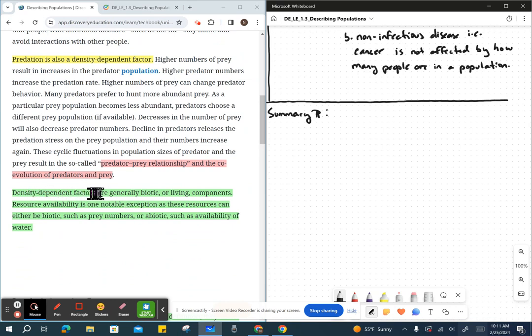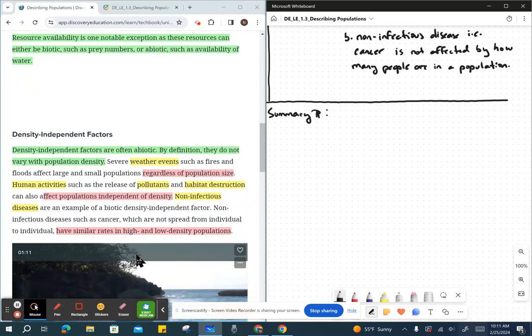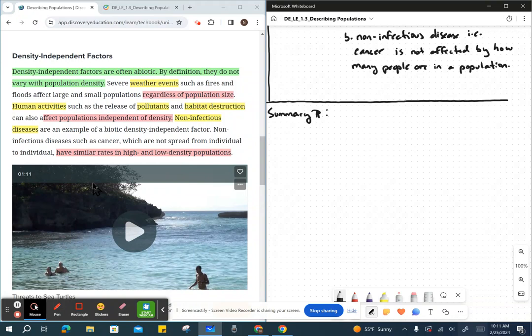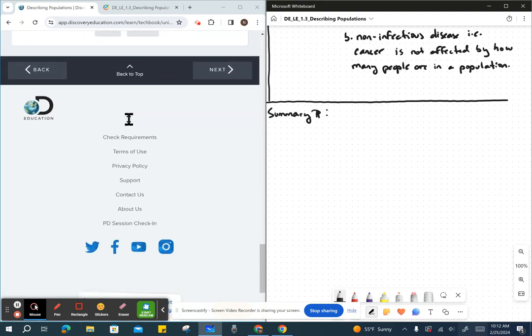In green, you see density-dependent factors are generally biotic or living components. Not all the time, right? Water is not a living thing, so that would be like an exception. But in general, density-dependent factors are biotic. And then you can see how halfway down the text, they switch gears. They talk about your density independent factors. They talk about weather events, natural disasters, humans polluting. Pollution is a density independent factor. It's going to affect everything, no matter whether it's a big population or small. And your population size is not going to have an effect on how bad pollution is, right? Like the effect of pollution. So those are examples of dependent versus independent.